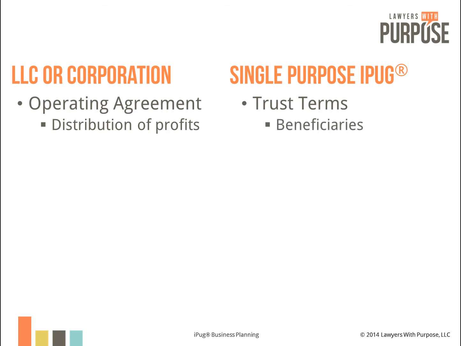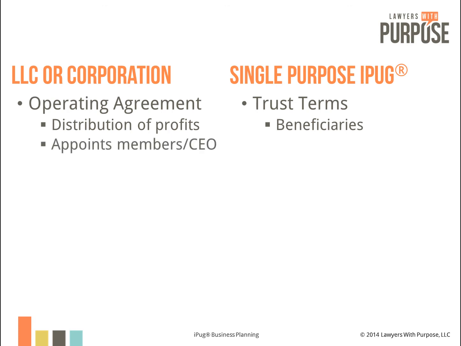The trust terms identify the beneficiaries and how the distributions are to be made, both distributions of income and distributions of principal. You don't have distributions of principal under the operating agreement generally, or if you do, it's to all the owners equally. But in trust terms, you can be very flexible in how you treat each beneficiary.